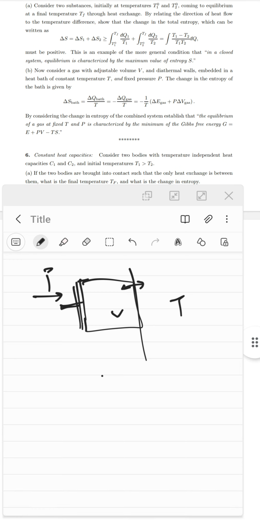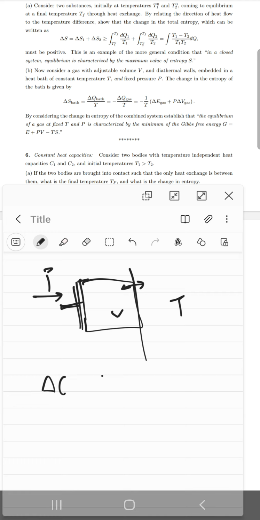okay, so you have all of that stuff. By considering the change in the entropy of the combined system, establish that the equilibrium of a gas at fixed temperature and pressure is characterized by the minimum of the Gibbs free energy. G is E plus PV minus TS, right? So what is delta G though? That is equal to delta E plus, in this case, pressure is constant, so just P delta V. And then temperature is constant, just minus T delta S.